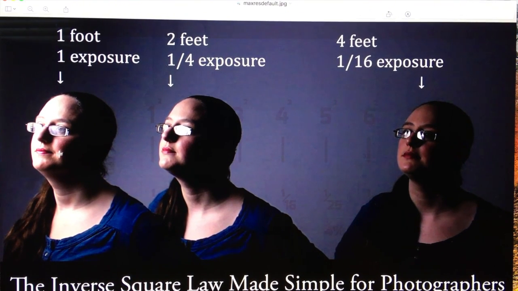Here it is. Flash goes off 1 foot away. Look at all the light on that face. It's getting 100% of the power. At 2 feet away, 1/4 of the power. You're starting to get some shadow, some sharpness. It's not burned out. At 4 feet away, you're getting 1/16 exposure. It's getting darker. That's how great the falloff is.